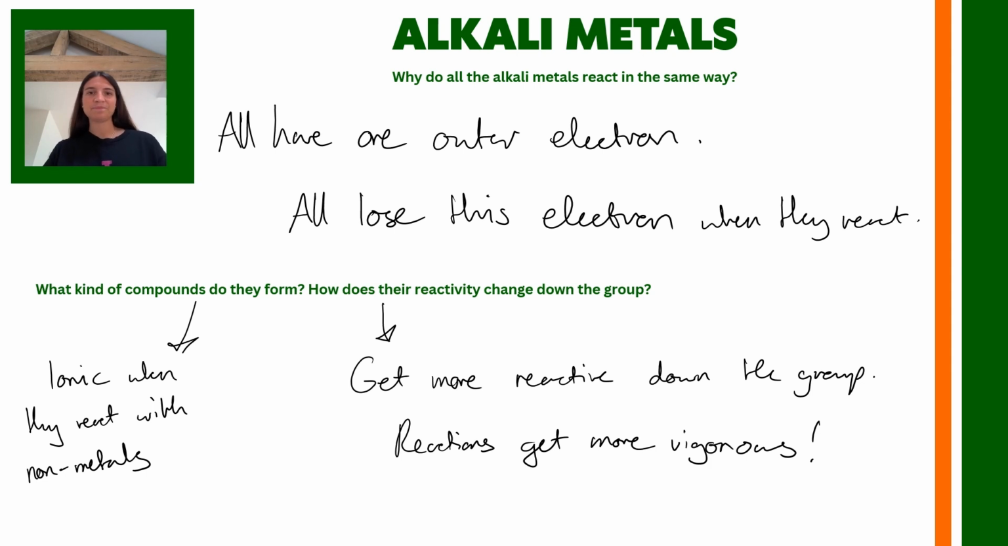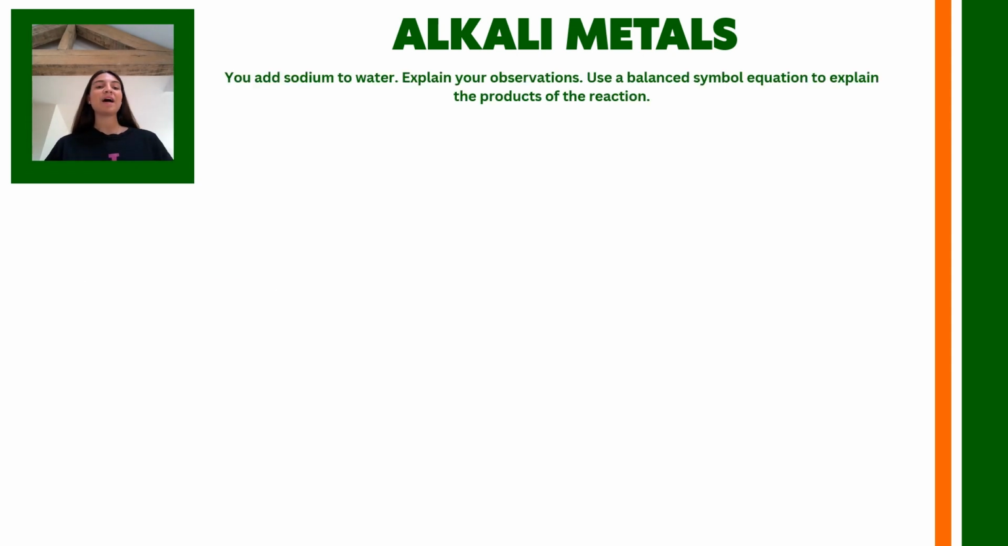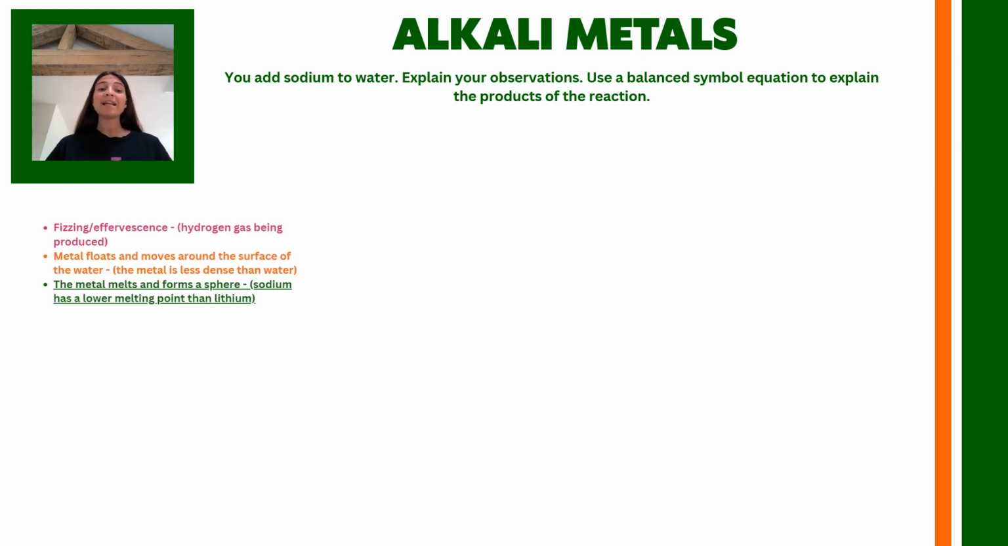the easier it is to get rid of that outer electron. Okay, you add sodium, which is one of my alkali metals, to water. Explain your observations, and then use a balanced symbol equation to explain the products of the reaction. So really, you need to have learnt these from your notes. We get fizzing or effervescence as the hydrogen gas is being produced. You have your metal, in this case your sodium, floating on water and moving around the surface of the water, and that's because sodium happens to be less dense than water.